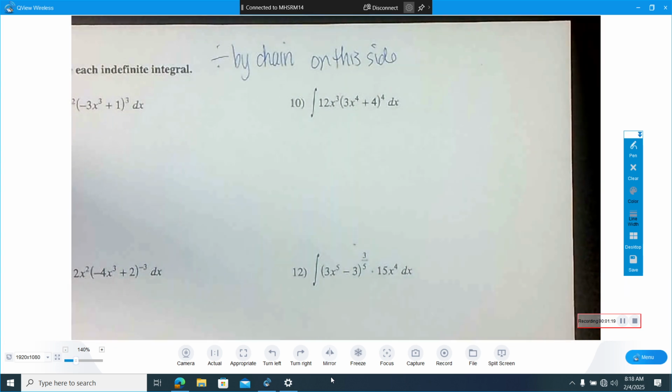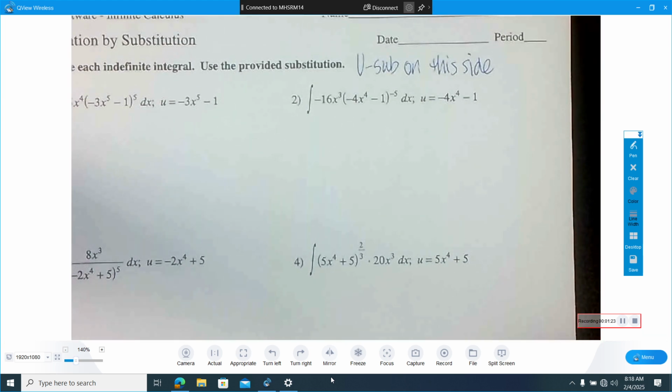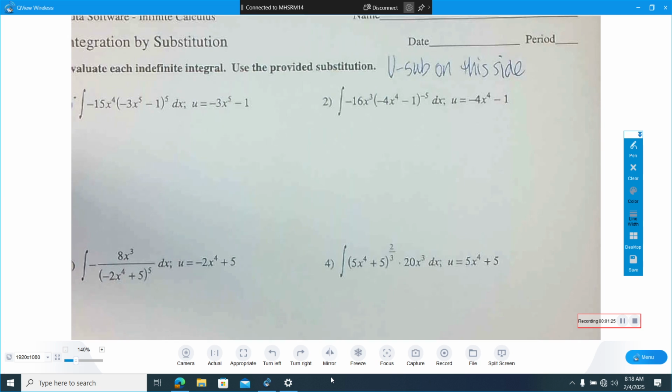Which is what I learned, that's how I was taught, was just to divide by the chain, much like the derivative of like a 5 to the x. We took the derivative, we had to multiply by the natural log of 5. Integrate, we're going to divide by the natural log of 5. Okay, it's very similar. Okay, let's do a couple here on the front.